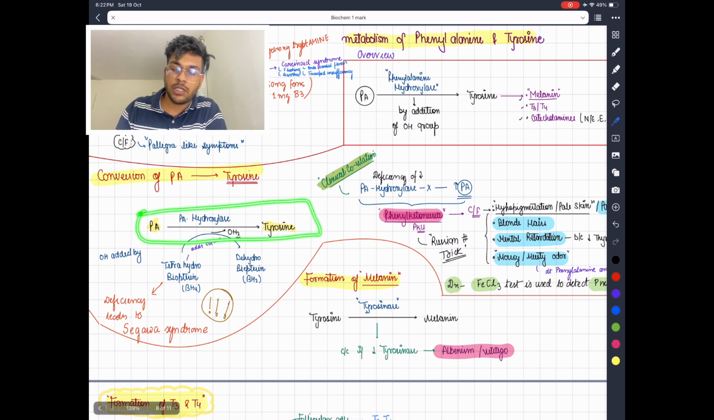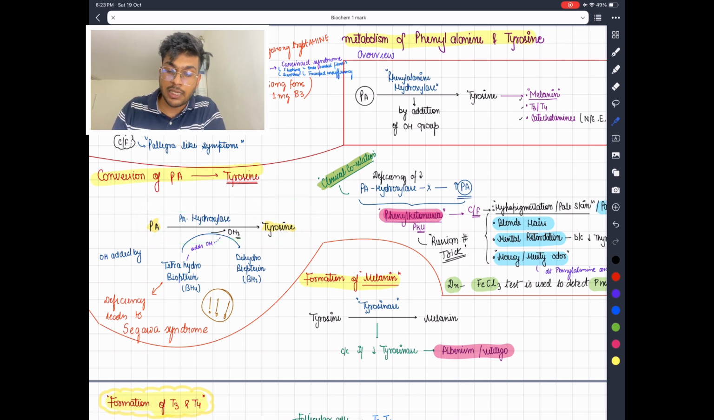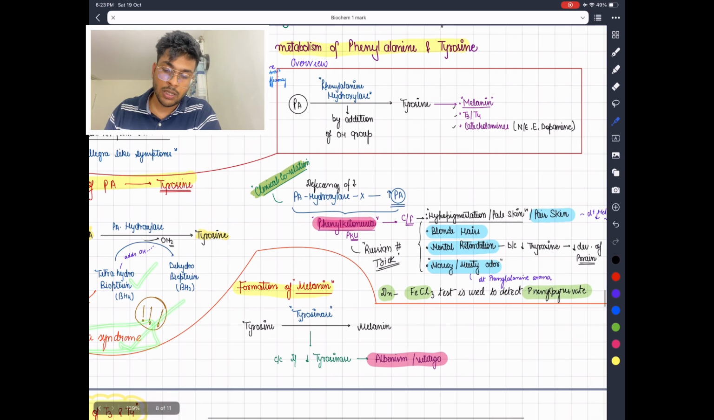So let's look into this particular reaction where phenylalanine gets converted into tyrosine by an enzyme called phenylalanine hydroxylase. Meanwhile, on the side, there's something called BH4. 4 means tetra. Tetrahydrobiopterin gets converted into BH2, which is dihydrobiopterin. So the question which can be asked is that if tetrahydrobiopterin is deficient, it can lead to a disorder called Sagawa syndrome. Most likely the answer or the option will be this.